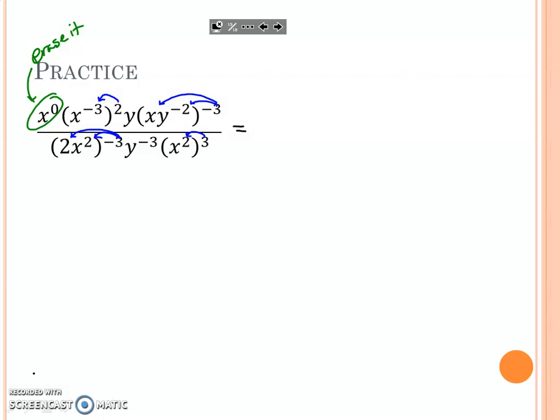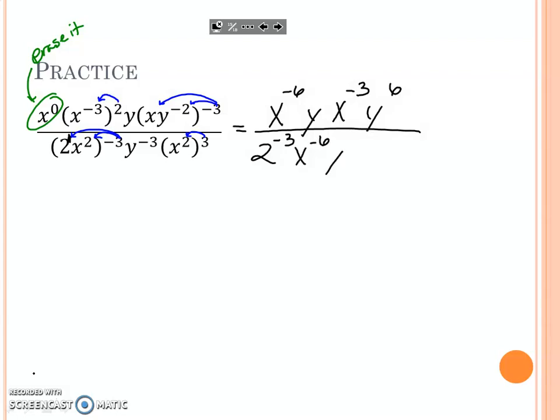Okay? So I'm going to go down through, finish my multiplying. Negative 3 times 2 gives me x to the negative 6. I've got a y that's just chilling in there. Xy to the negative 2 to the negative 3. That becomes an x to the negative 3, y to the positive 6. Over on the bottom, remember that's a 2 to the first power. So that becomes a 2 to the negative 3. It becomes an x to the negative 6. Y to the negative third, there's nothing going on with it. And then I've got 2 times 3 here. So that gives me an x to the 6th.